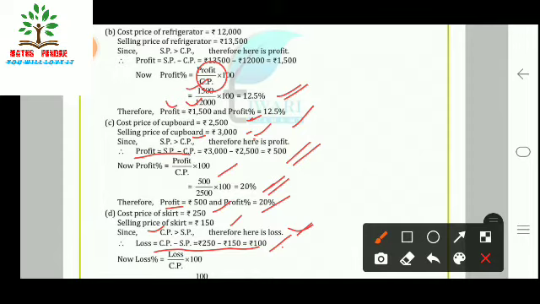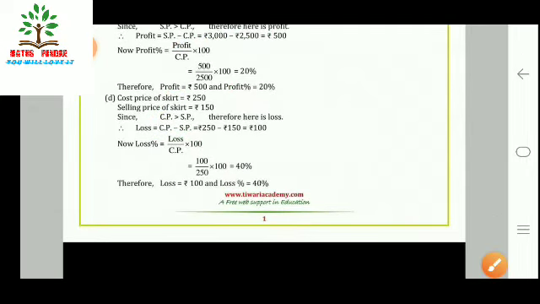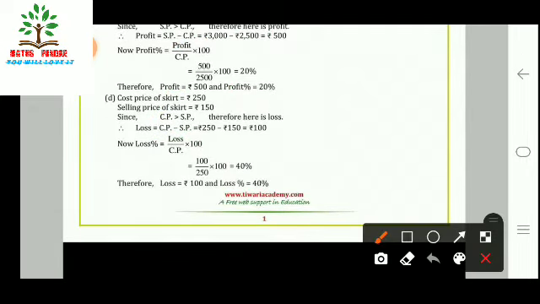Then loss percent is equal to loss upon CP into 100. On solving this, our result will be 100 over 250 into 100, which is equal to 40%. So here we have a loss of rupees 100 and the loss percent is 40%.